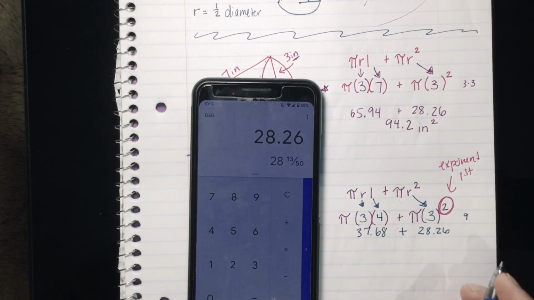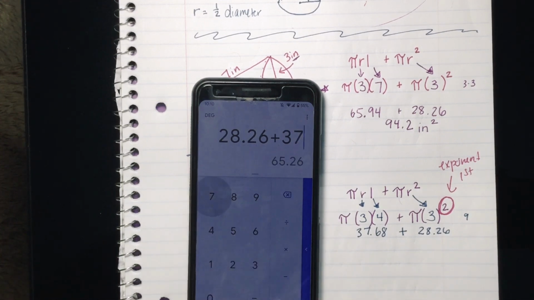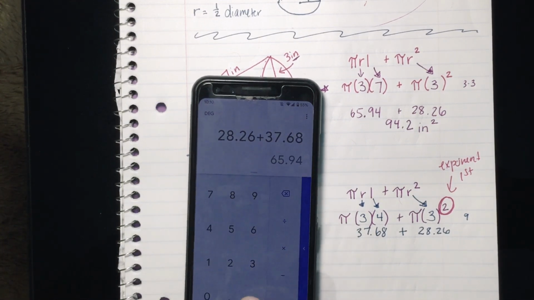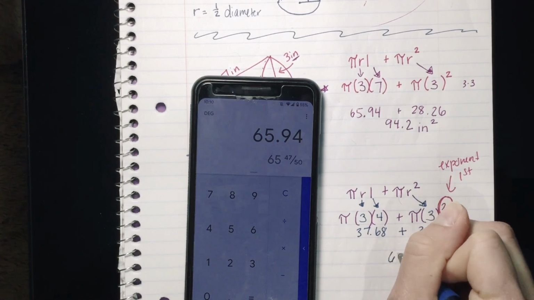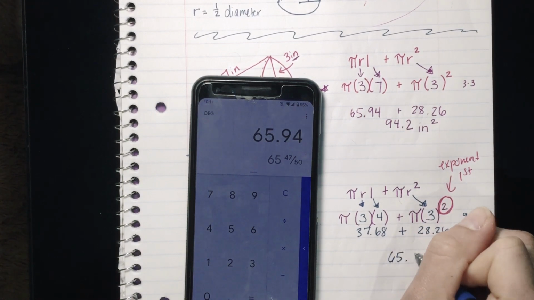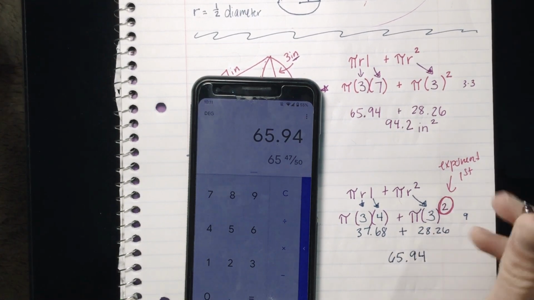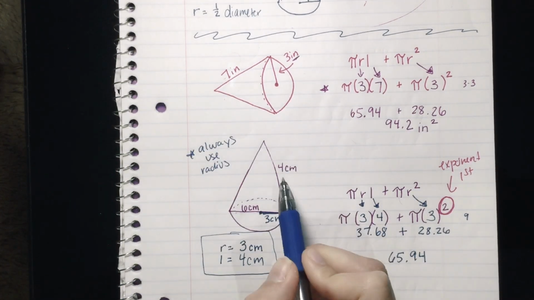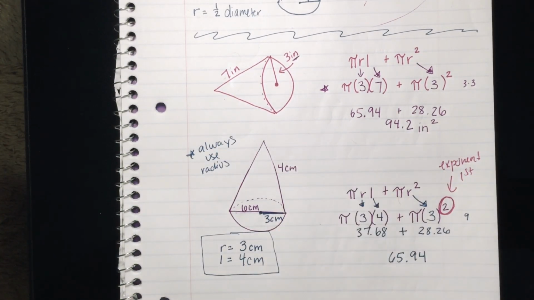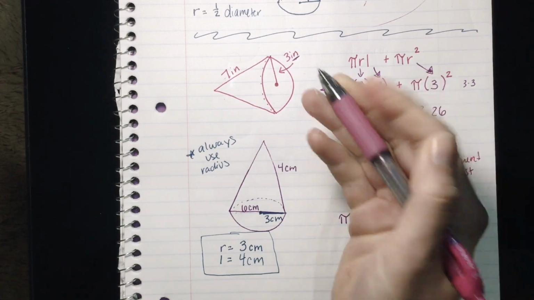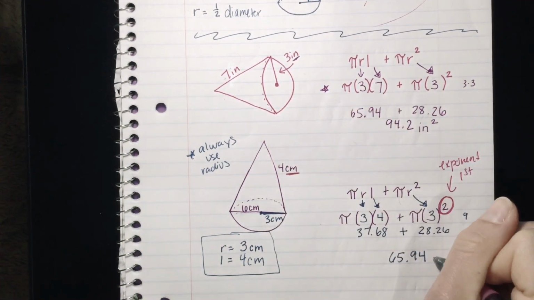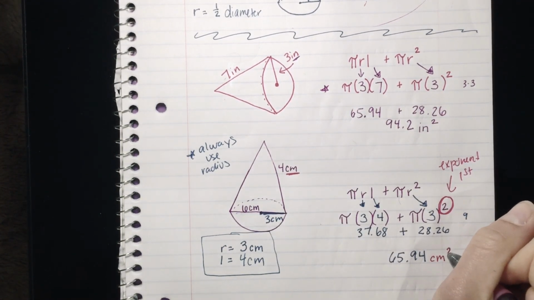Now we're going to add it. So plus 37.68 equals 65.94. And I look back at my units. I see that my units are centimeters. So then I would have centimeters squared.